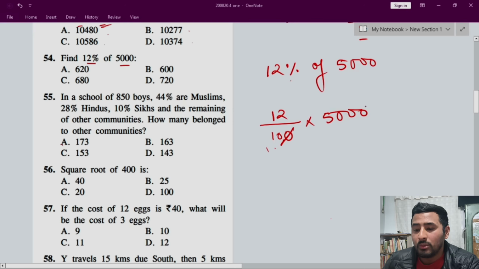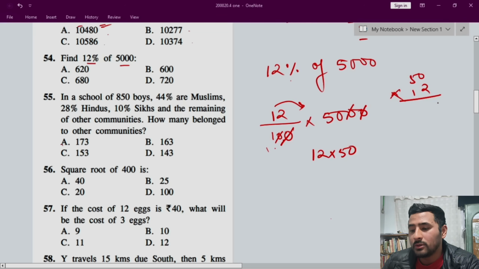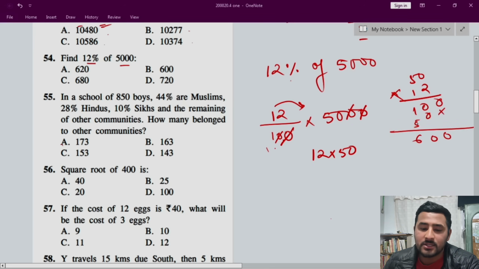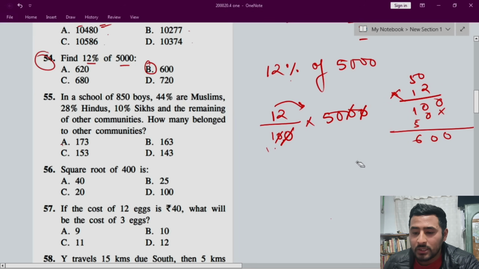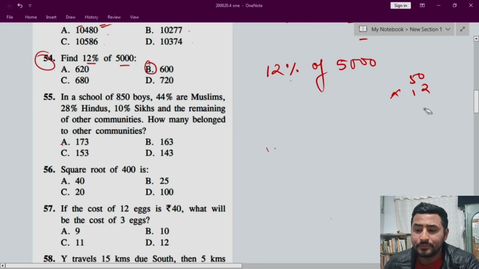Start with the cancellation. One 0 is gone. The other 0 is gone. The remaining is 12 into 50. So 12 into 50 will be how much? Multiply at the side. 50. 2 into 0 is 0, 2 5 is 10, 1 0 is 0, 1 5 is 5. So we get 600. So the answer for question number 54 will be option number B. Okay, answer is 600. Let's go to the next number.